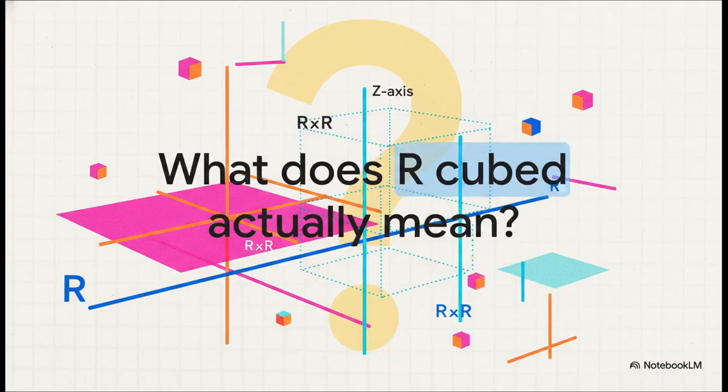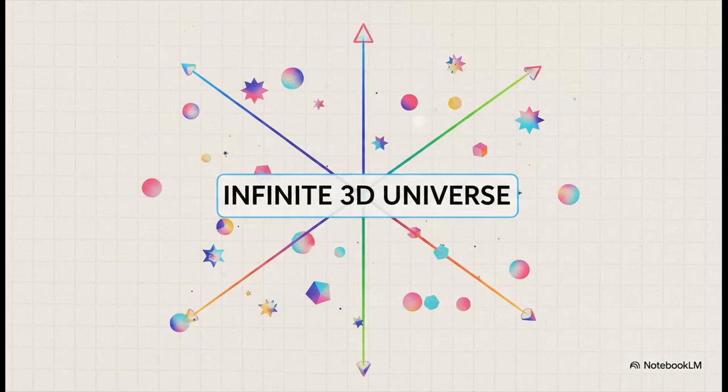So, knowing that R is a line and R times R is a flat infinite plane, I want you to just pause for a second and synthesize everything we've talked about today. What does R times R times R actually mean? What happens when we take that flat, endless tabletop and multiply it by a third, infinite, perpendicular z-axis? Here is the absolute mind-bending realization. R times R times R, which is often written as R cubed, literally represents our entire three-dimensional reality.